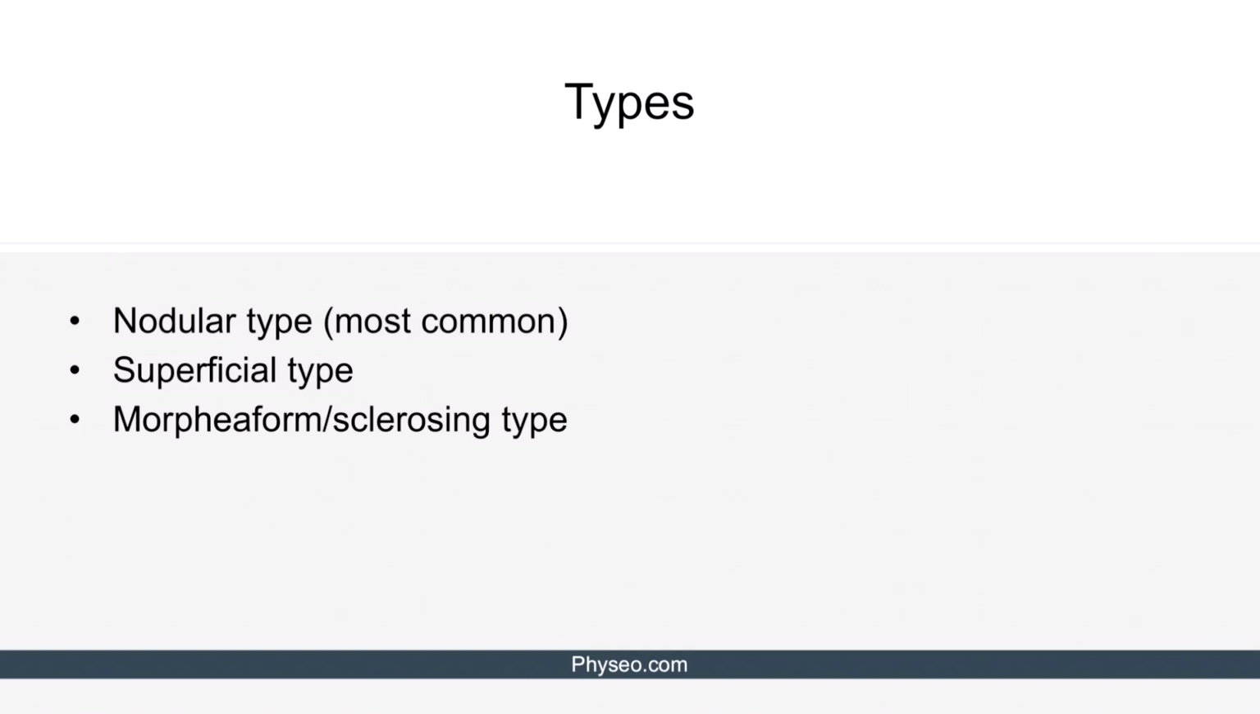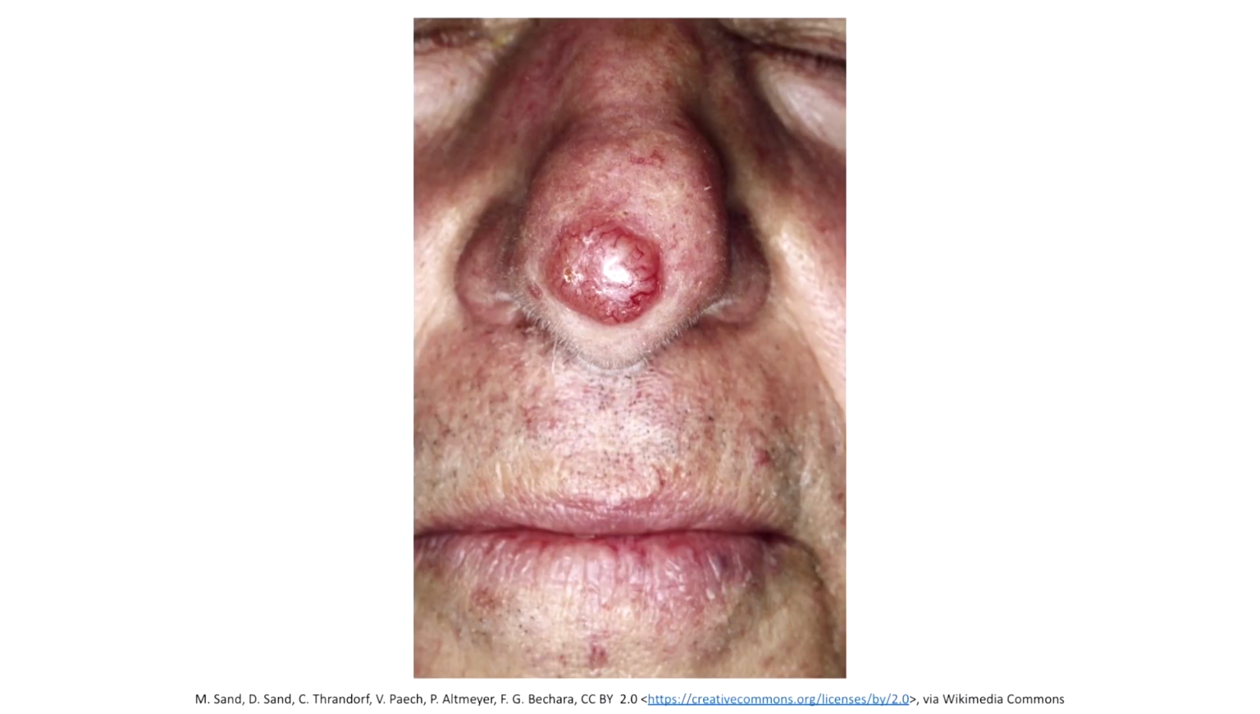Basal cell carcinoma can be divided into many types, 3 of which are listed here. The nodular type is the most common, and it commonly appears on the face as a pink, fleshy, and nodular lesion. In this picture, there's a pearly red nodule with visible telangiectatic vessels on the tip of the nose. This is a typical presentation of nodular basal cell carcinoma.